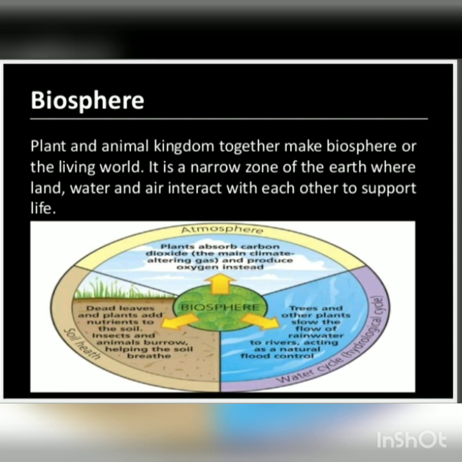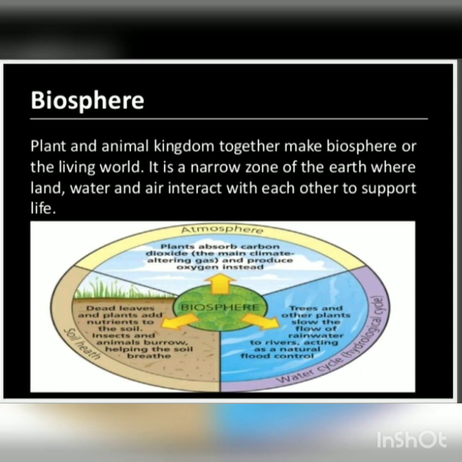Plant and animal kingdom together make the biosphere or the living world. It is a narrow zone of the earth where land, water, and air interact with each other to support life. This is the definition of biosphere. Plants and living organisms together make the biosphere, and it is known as the narrow zone of the earth where land, water, and air interact with each other.